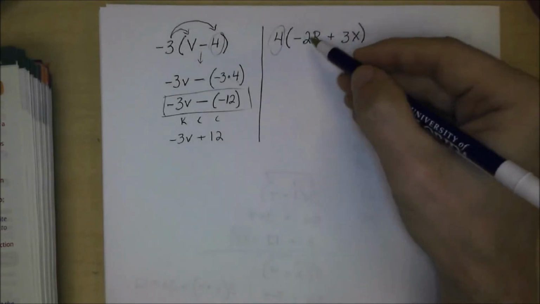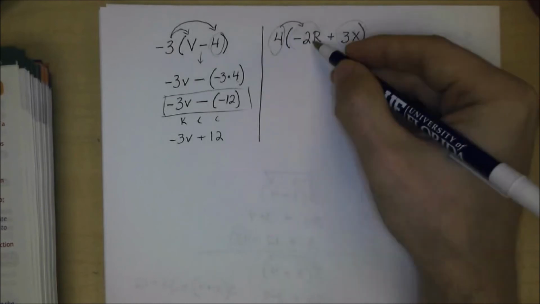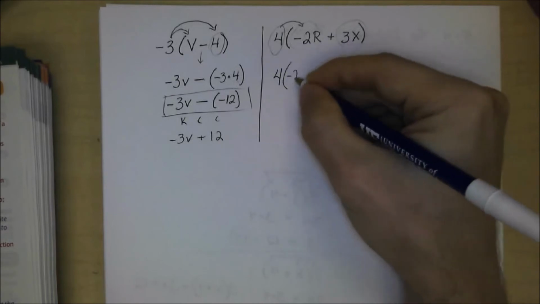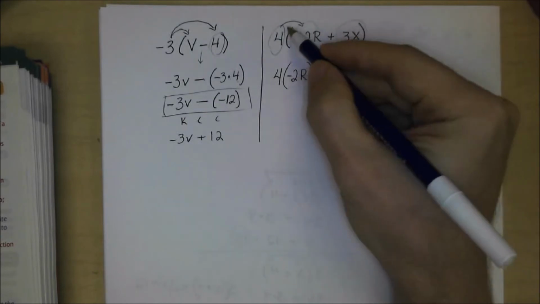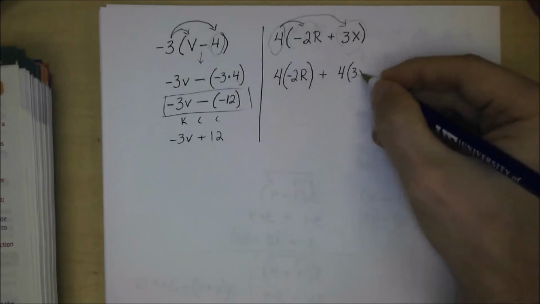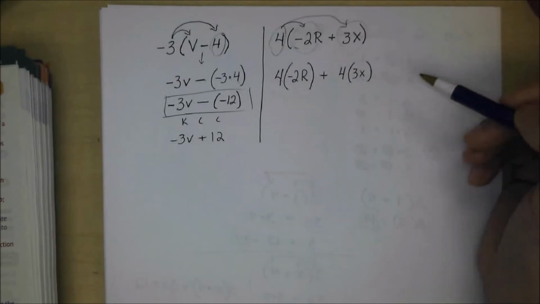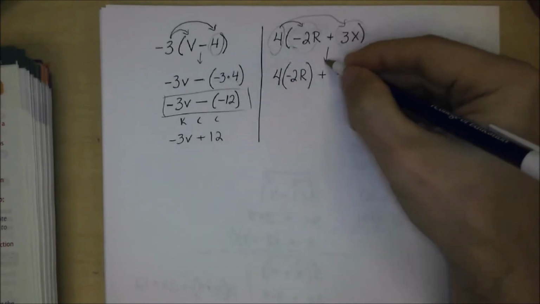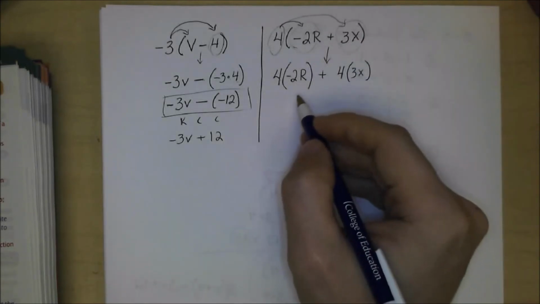We're going to take this 4 and just multiply it by this term and this term. So we've got 4 times negative 2r. So literally just write that, 4 times negative 2r plus, and now we've got 4 times 3x. So you see what I did there? Basically, this term right here, that's in the parentheses, and 4 is right there. This term right here, that's in the parentheses, and 4 is right there. And this plus just gets brought down. That's it.